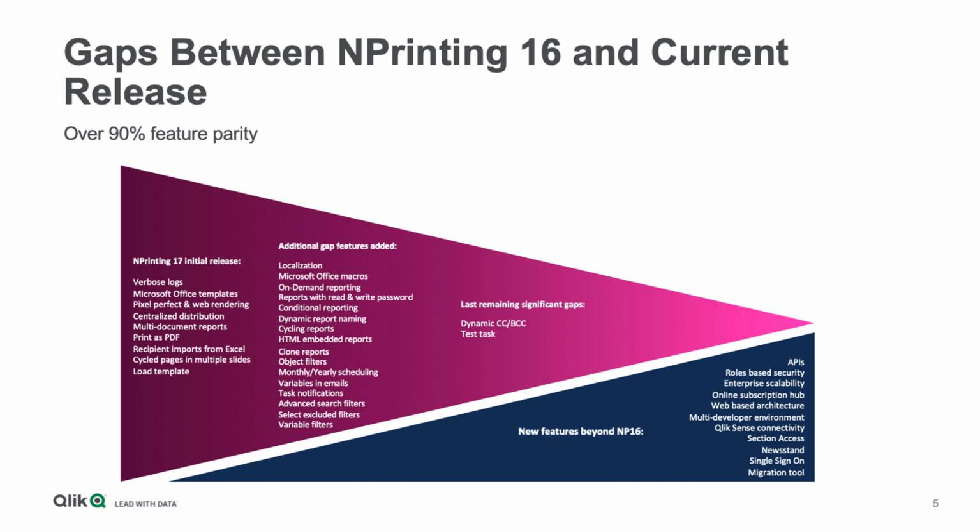Here is a nice visual representation showing the parity between the two products. In the triangle on the top, starting from the left, you can see the features that were consistent with NPrinting 16 and previous versions in our initial release of NPrinting 17. The second column, since then, what gaps have we resolved? And the third column, what we would consider the last remaining significant gaps between the two versions of the product. And the bottom triangle would represent new features and new capabilities not available in NPrinting 16. And again, these would be motivators to migrate and take advantage of these capabilities in the latest release.